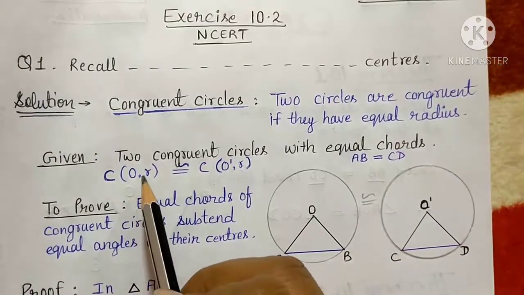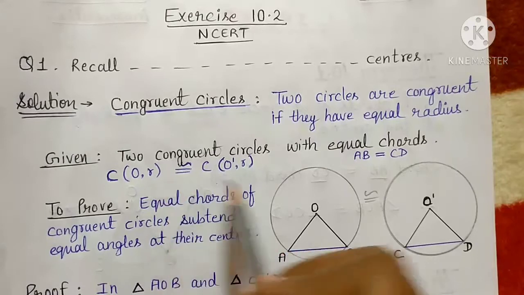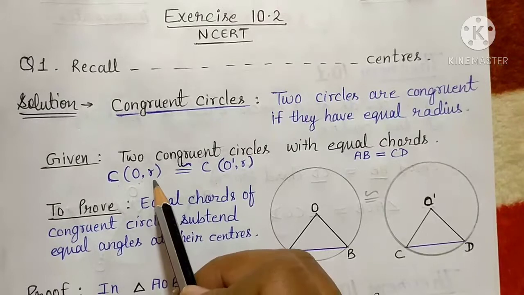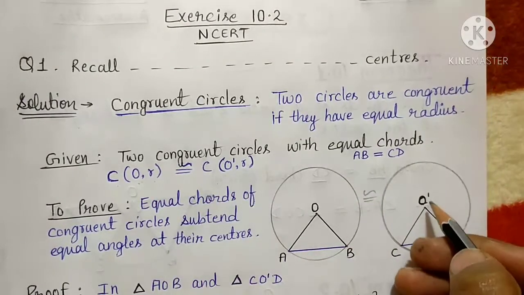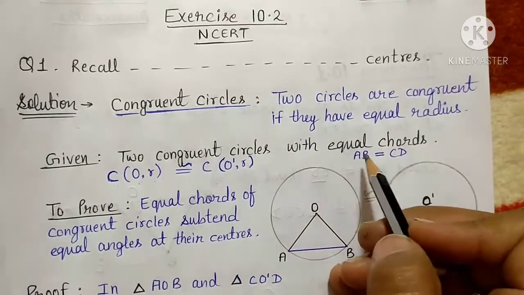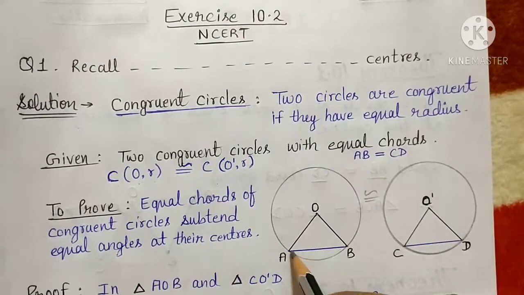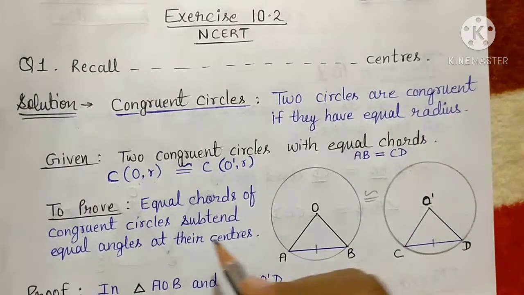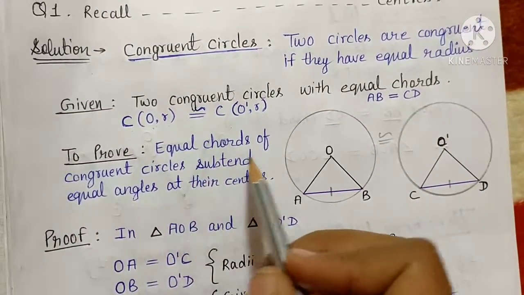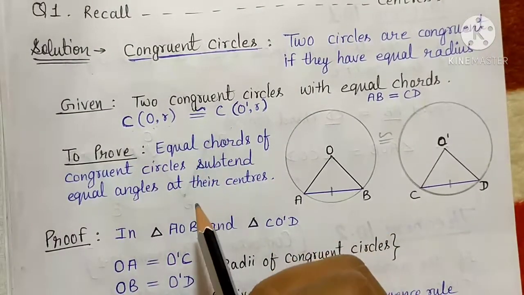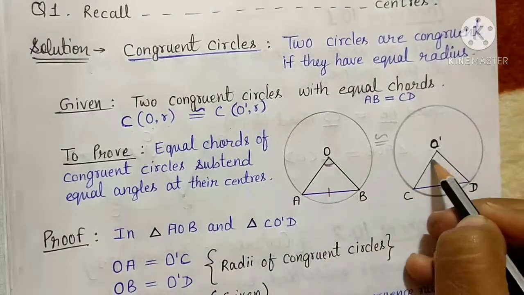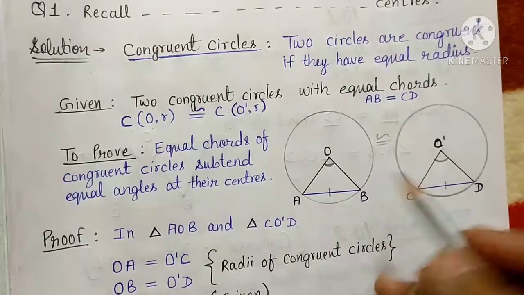Now according to the given question, the two circles are congruent. The circle with center O and radius R, and the circle with center O dash and radius R. These two circles are congruent, with equal chords. Equal chords are also given, it means AB is equal to CD. This is also given in the question. Now what do we need to prove here? We need to prove the theorem only, that equal chords of congruent circles subtend equal angles at the center. Two chords are given which are equal, therefore these angles should also be equal. This thing we have to prove. Now let's prove it.